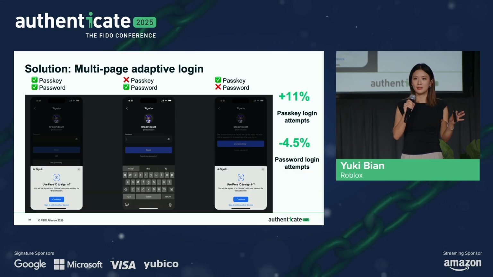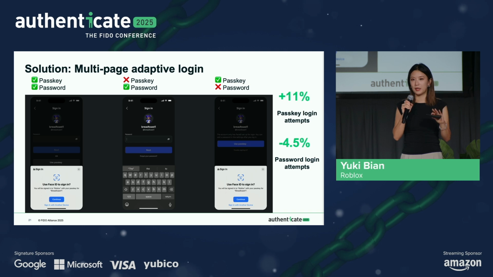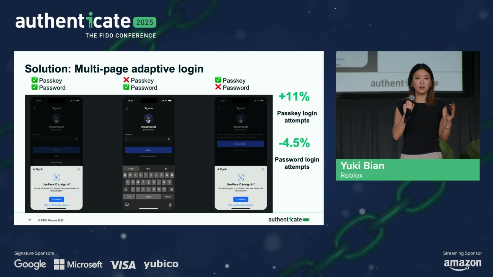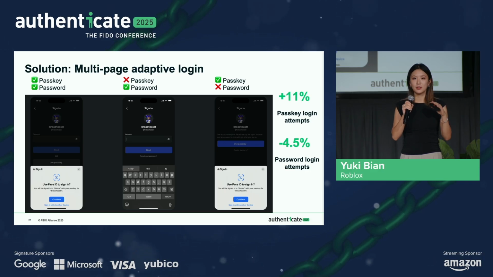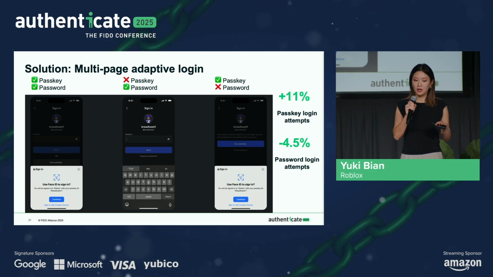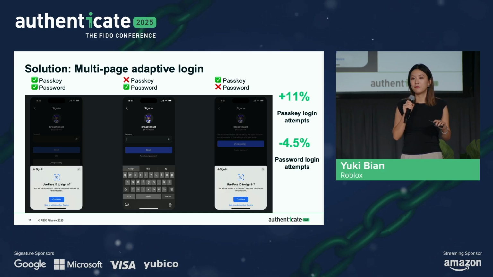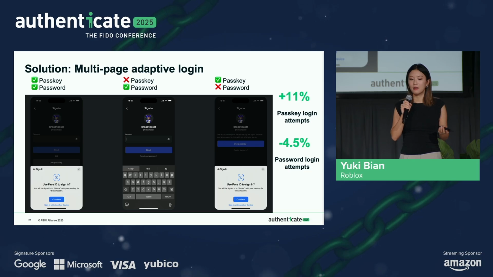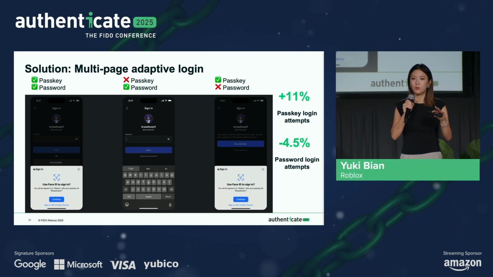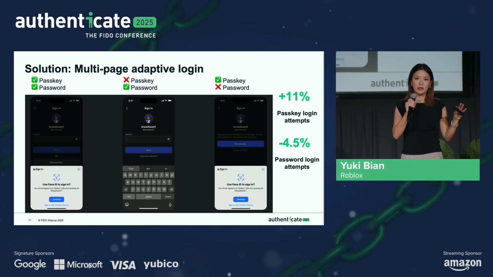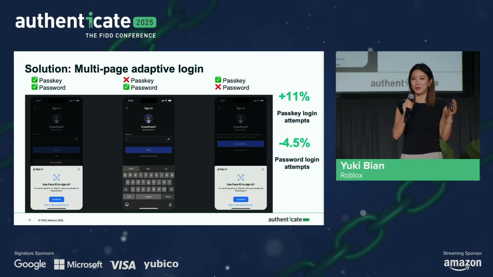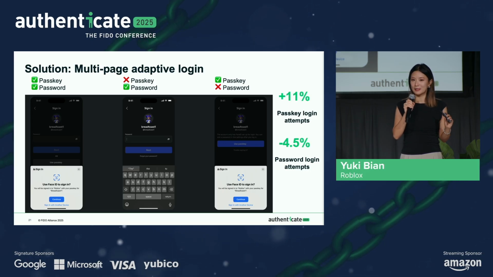So we redesigned this login experience into a multi-page adaptive flow. On the first page, we ask users what their account is. They'll give their username, email, or phone number. Once we have identified their account, we'll then show the authentication method that's unique to this account. For example, if an account only has passkeys, then we will only show passkey, and we will automatically prompt the OS dialog on top of the login page for them to easily use the passkey on this device.